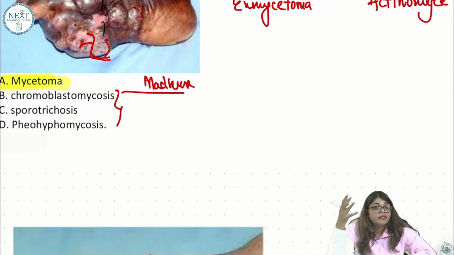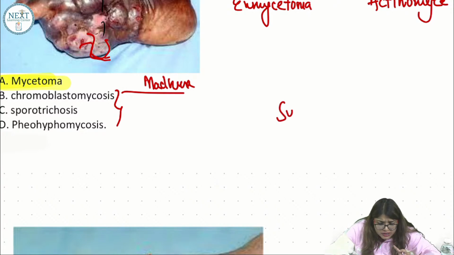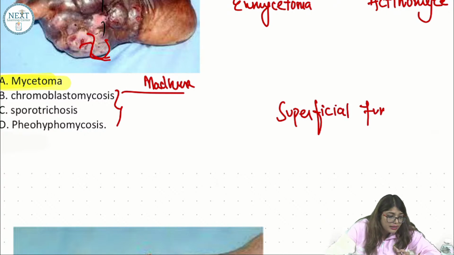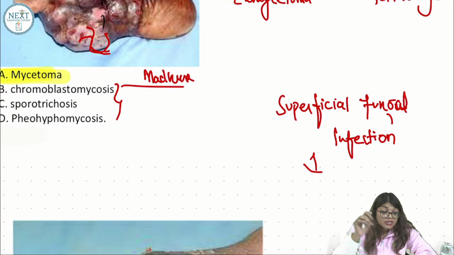Now, what about the other two options? They are also fungal infections. They are deep fungal infections. What about your superficial fungal infections? Which ones are your superficial fungal infections? If you remember, your superficial fungal infections are your tinea, all those tinea related, right?